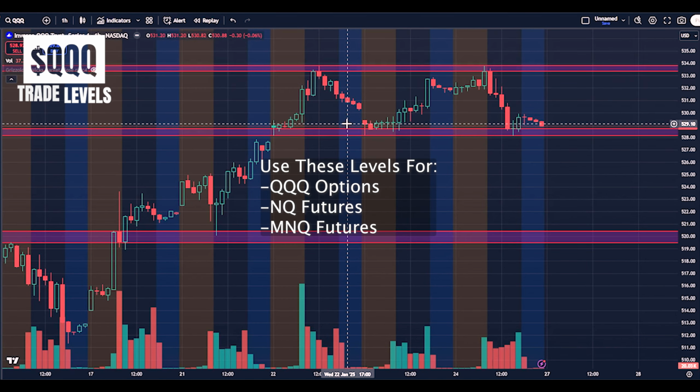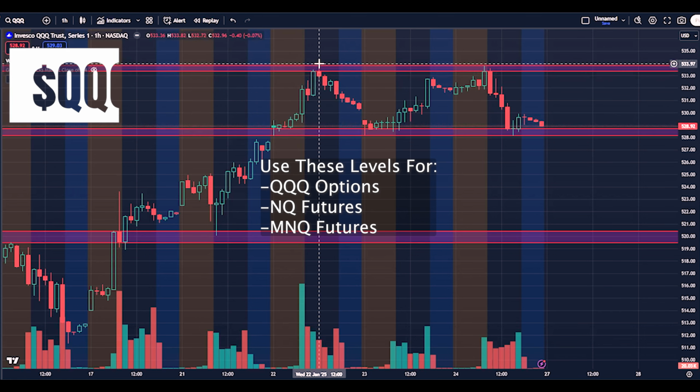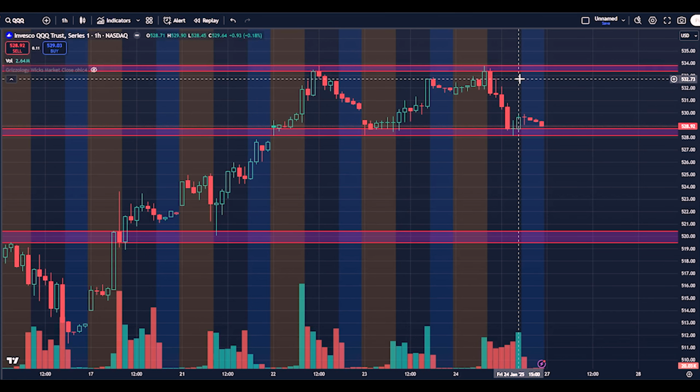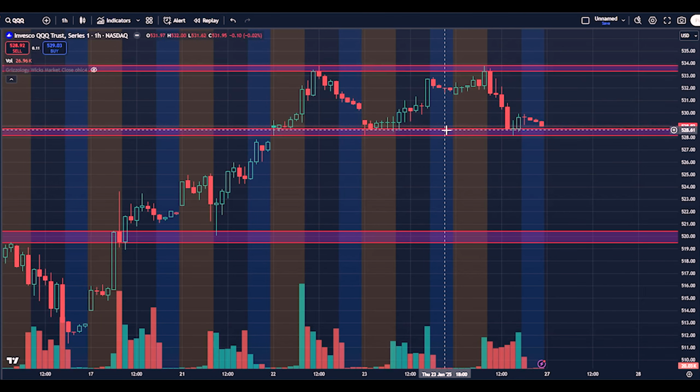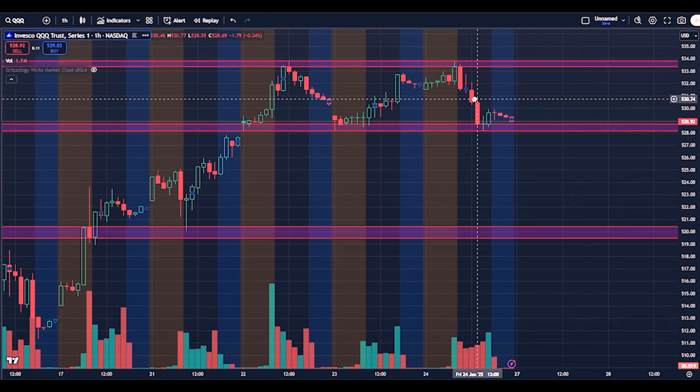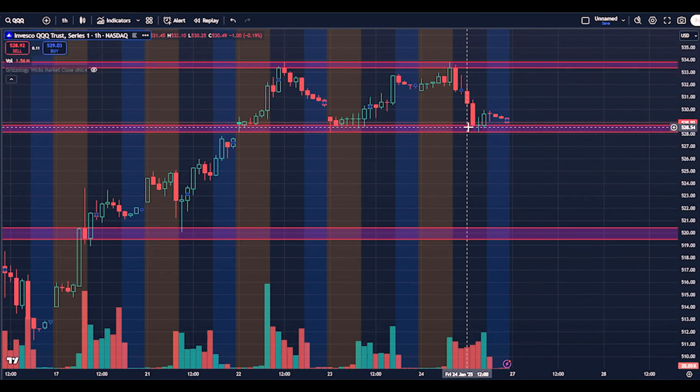QQQ. So QQQ and NQ charts look very similar. We got both of the charts. You can see a double top form on the hourly. We sold off nicely. You can clearly see we have supply here and demand here right now. These two zones are going to be key for the week.